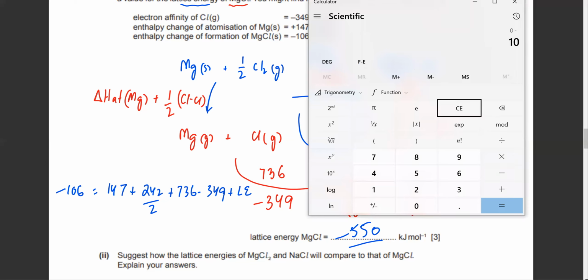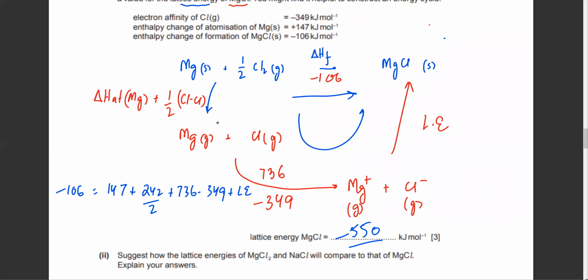So it's just quickly minus 106. Then it's minus 147. Then it's minus, what's 242? 121. Then it's minus 736, I think. And then it's plus 349. That's it, I think. I'm getting minus 761 as well. Can you identify your mistake? It's minus 761. Okay. Just be very careful. Don't make any mistakes in your calculations.